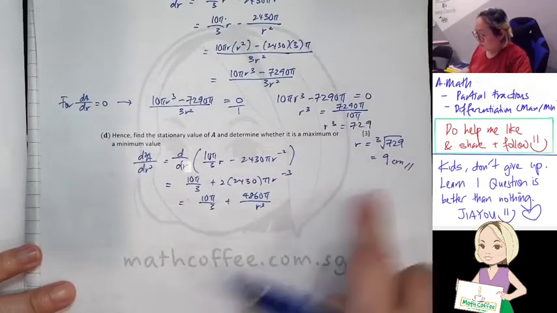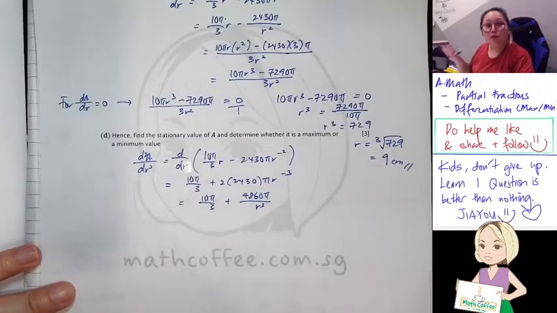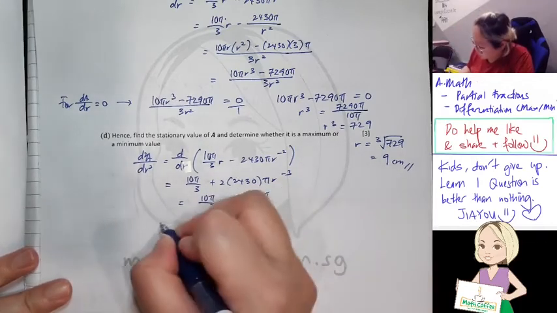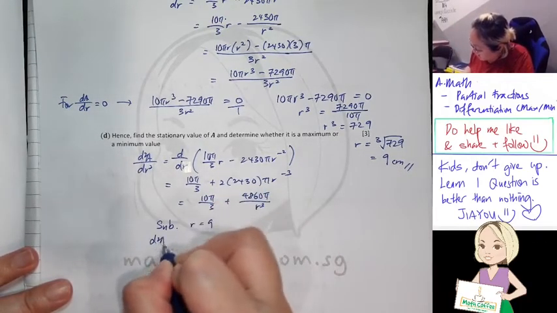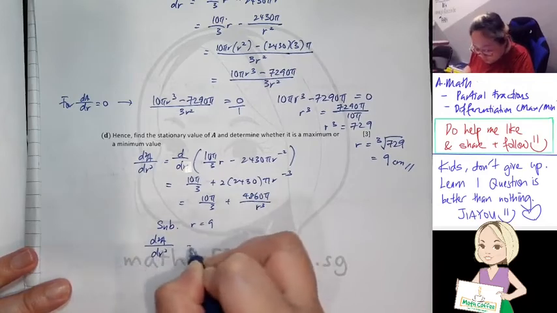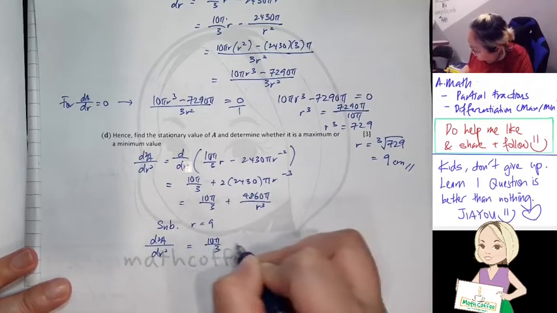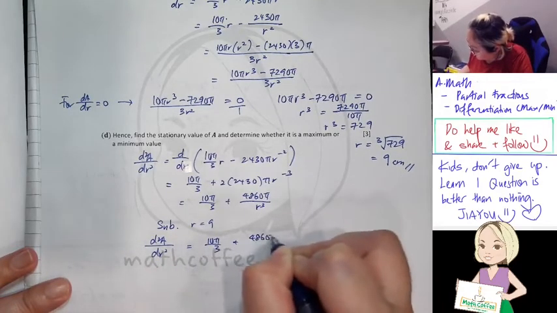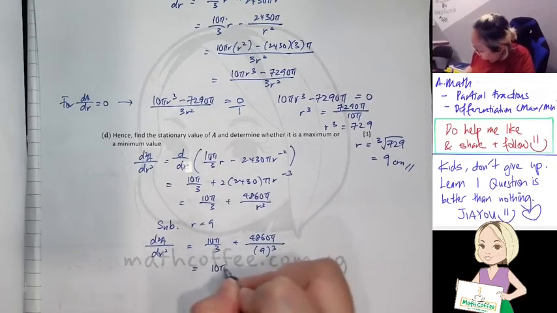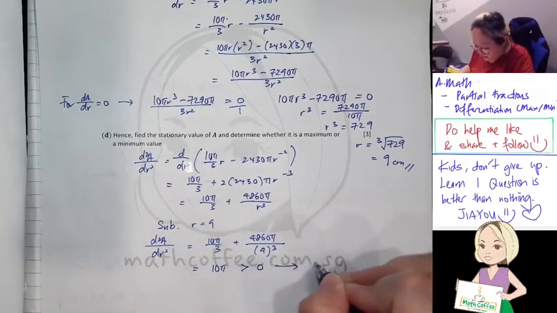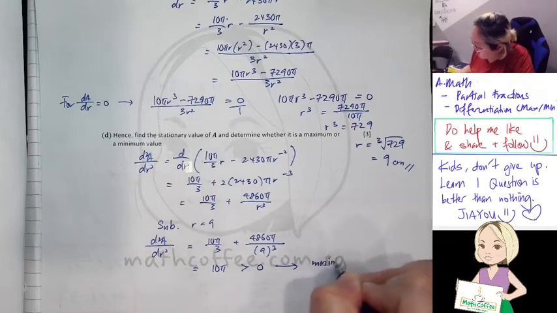So I need to sub in my r equals 9, right? Because I need to know whether my d squared A over dr squared is more than 0 or less than 0. So now I'm going to sub in r equals 9. So my d squared A over dr squared will be 10 pi over 3 plus 4860 pi divided by 9 cubed, and we get 10 pi. So 10 pi is more than 0 and therefore we know this is a minimum area.